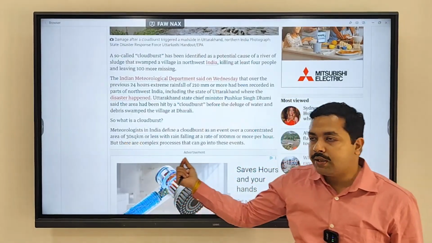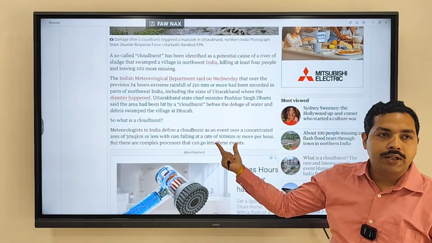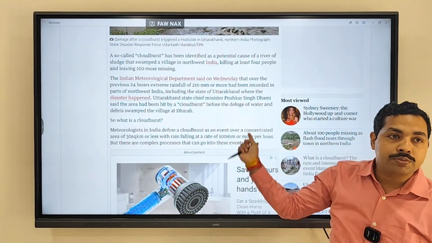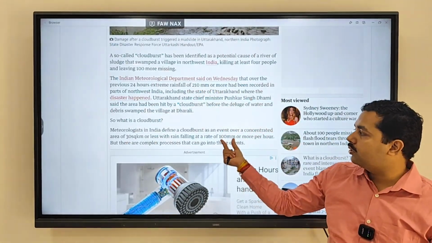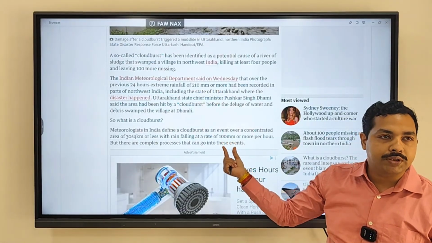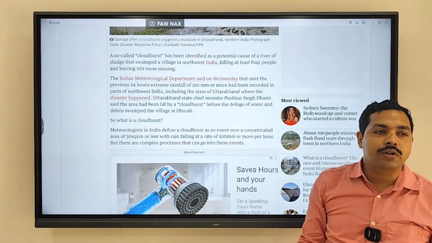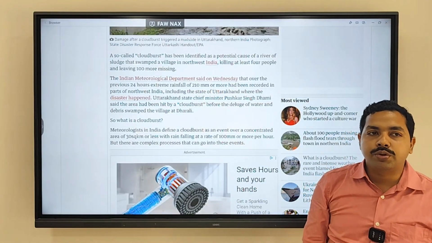So the area should be less than how much? 30 square kilometers. Rainfall should be more than how much? 100 millimeters. How much rainfall had happened over here? 210 millimeters, much more than the minimum we have kept. So if in a localized area you see a more intense amount of rainfall, that is going to be called a cloud burst.